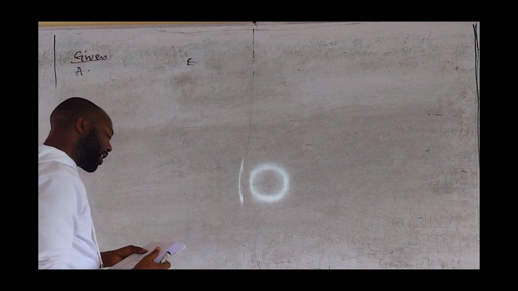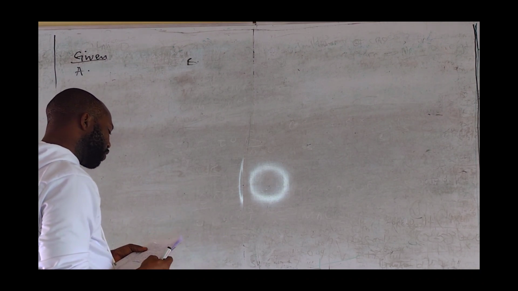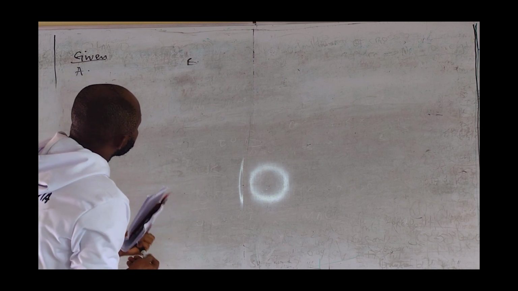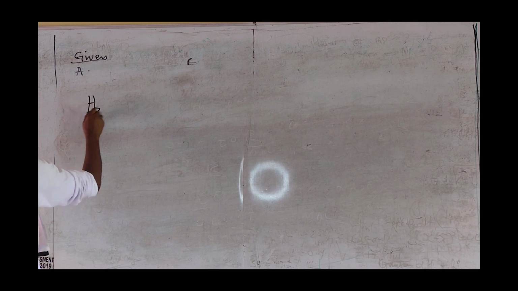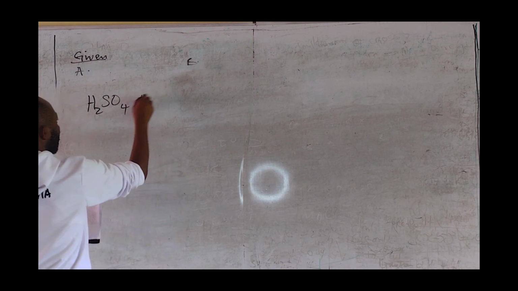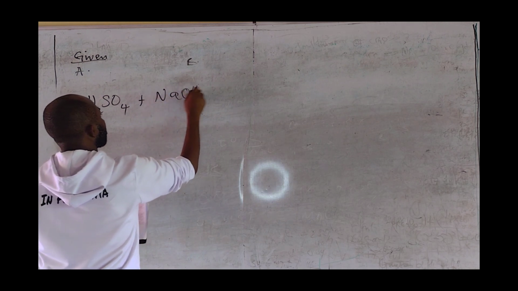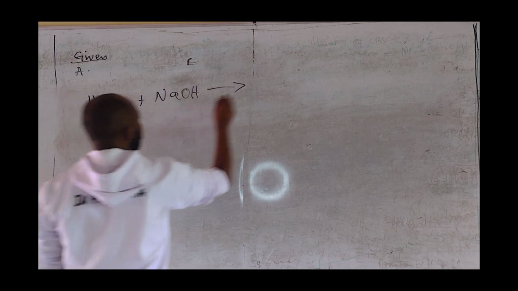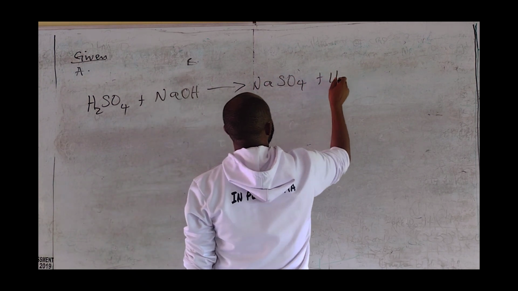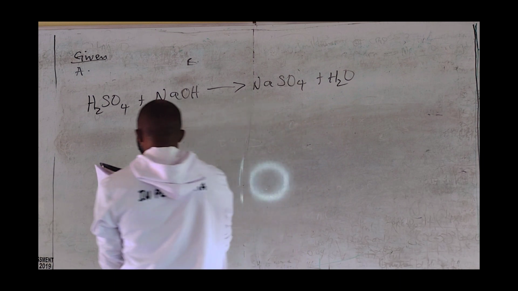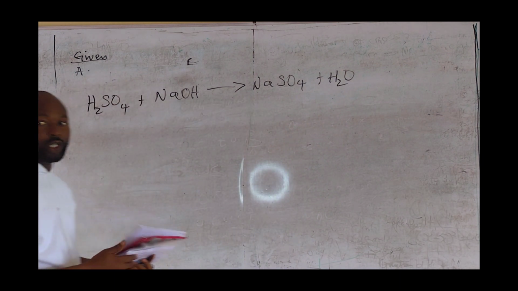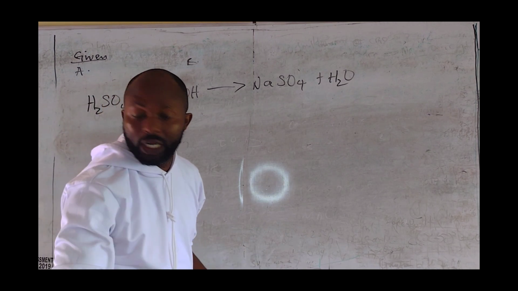Alright. We should write the balanced chemical equation for the complete reaction between dilute tetraoxosulfate(VI) acid, dilute H2SO4, with aqueous sodium hydroxide, NaOH. We balance to get sodium sulfate plus water. It's a neutralization reaction, the reaction between an acid and a base. In neutralization, the products are majorly salt and water only.